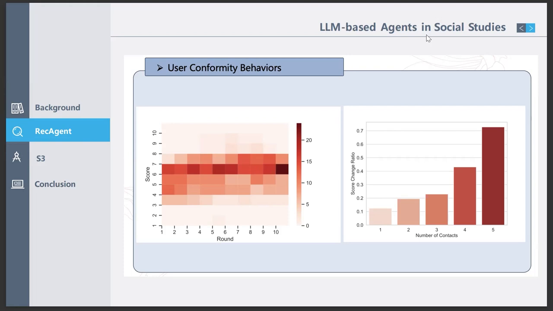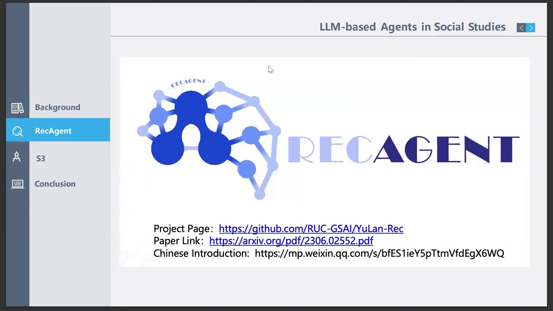And as the simulation proceeds, in each round, we let different agents exchange their opinions with each other. As the number of simulation rounds becomes larger, we can see that at last, in the 10th round, all the agents tend to score the movie at rating 6 and 7. This means that if different agents can exchange their opinions with each other, then they can influence each other, and their opinions will tend to be the same. This demonstrates that in the agent society, there are also conformity behaviors. Okay, all the information about the Bob simulator can be found in this picture.